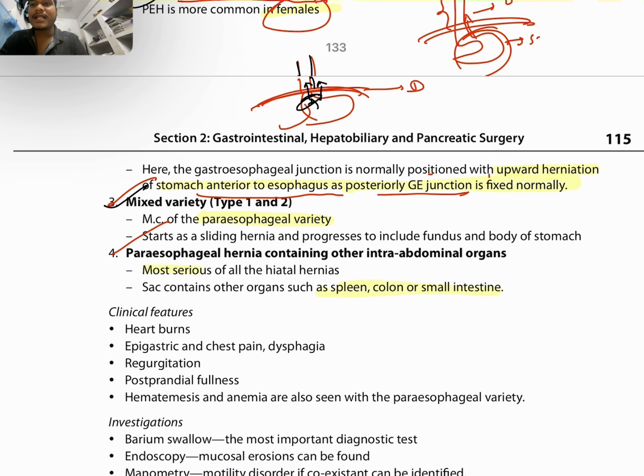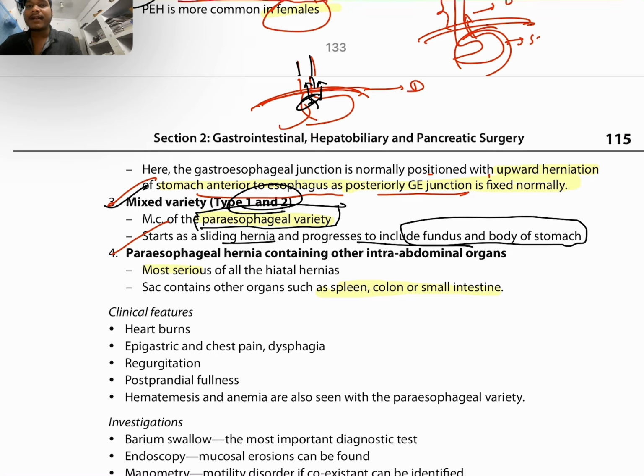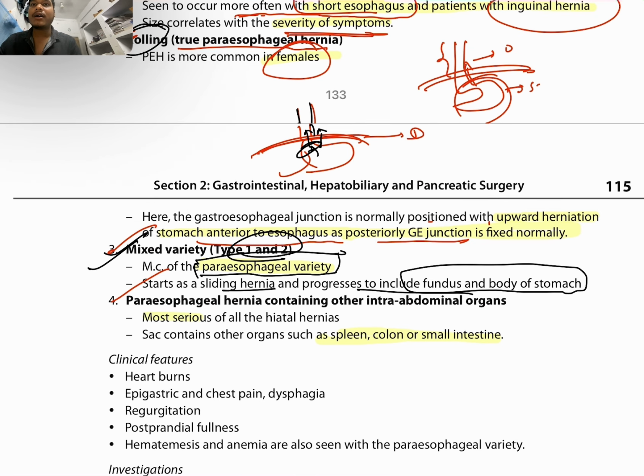Next is the mixed type. It is a mixture of type 1 as well as type 2. Here the short esophagus will be present, and the pulling of the stomach will also occur. The most common paraesophageal variety starts as a sliding hernia and progresses to include the body and the fundus. In the earlier case of rolling hernia, only the upper or anterior stomach is pulled upward. Here parts like the fundus and the body of the stomach will also be involved.